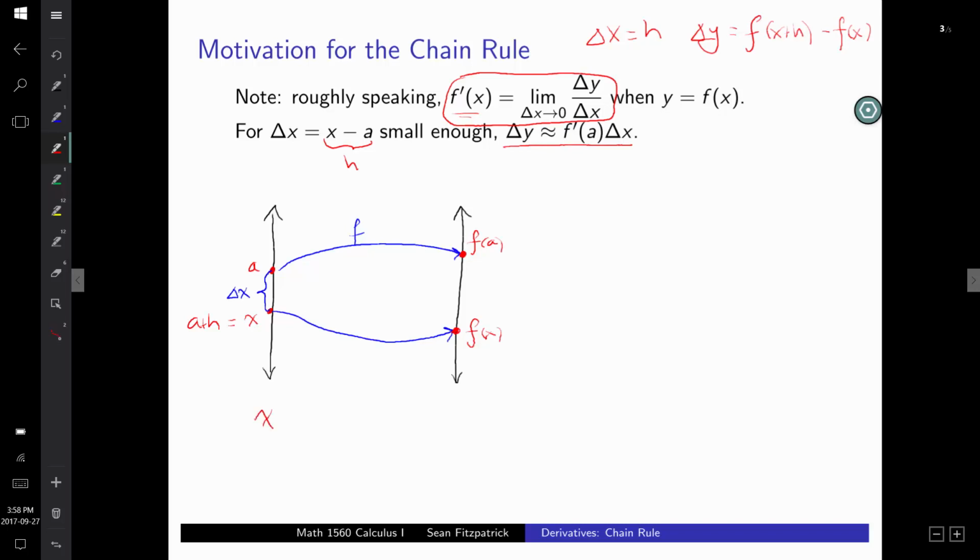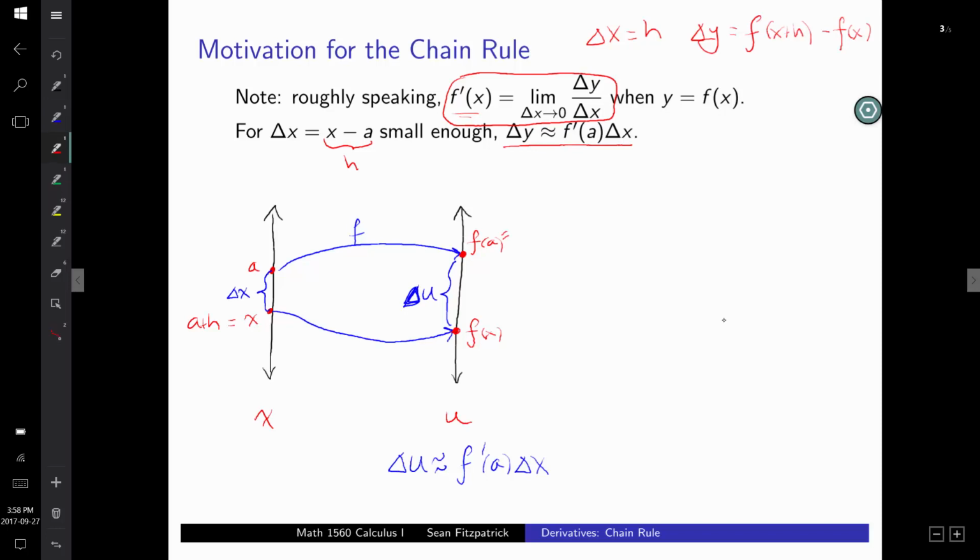And let's think of this as my x copy of the real line. I'm still going to keep this intermediate variable u in here. So let's use u rather than y because I want to bring a second function into the picture here. So this gap here is my delta u, and what we said above is that this delta u is approximately f prime at a times delta x.